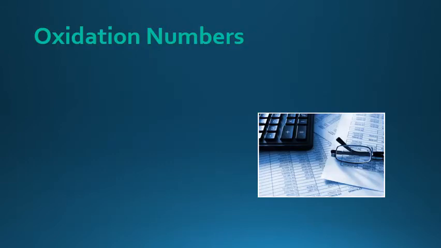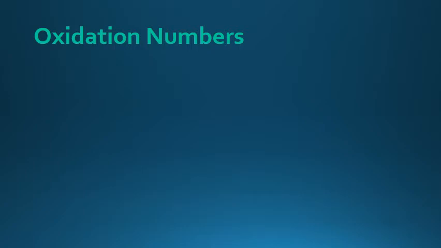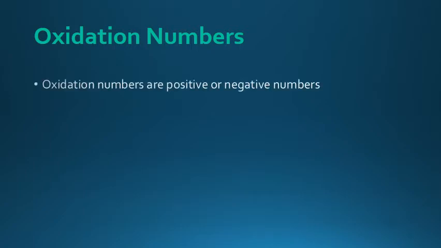Before we can start doing redox reactions, we need to understand what oxidation numbers really are, because we're going to have to assign different elements oxidation numbers so that we can figure out who gained electrons and who lost electrons. Oxidation numbers are simply bookkeeping numbers, just a way to keep track of electrons. Oxidation numbers can be positive or negative, but the key thing to remember is these things are not charges.